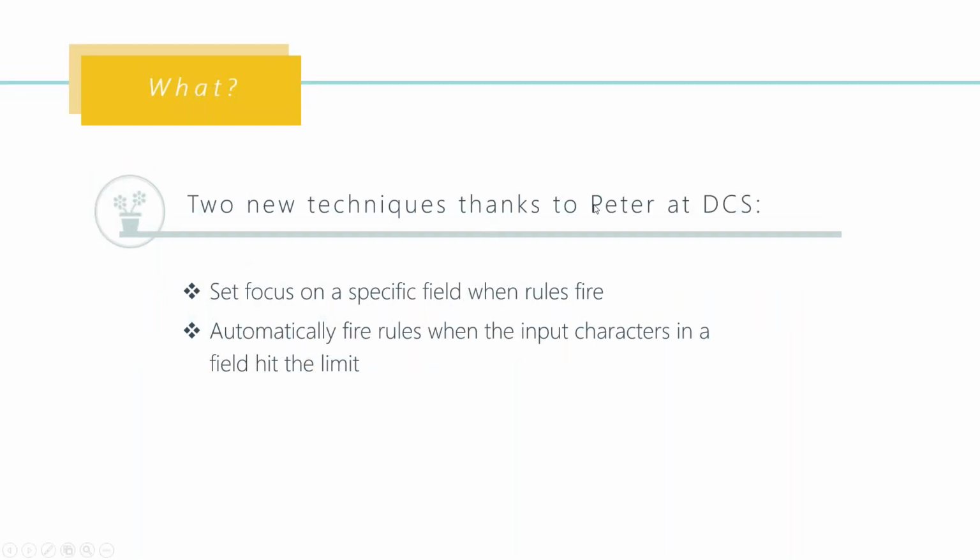So we have Peter at DCS to thank for this. This is sort of his idea. We've been working on this this week, and so one is what we're calling a custom QRules command. It's basically a bit of functionality you can add to your form using a JavaScript file, and the other is a built-in Forms Viewer feature that we just implemented this week.